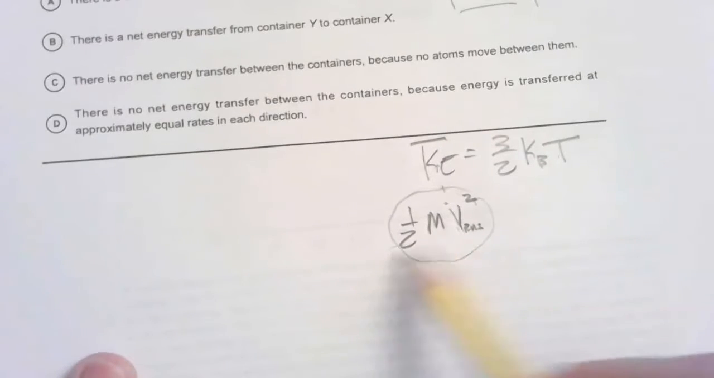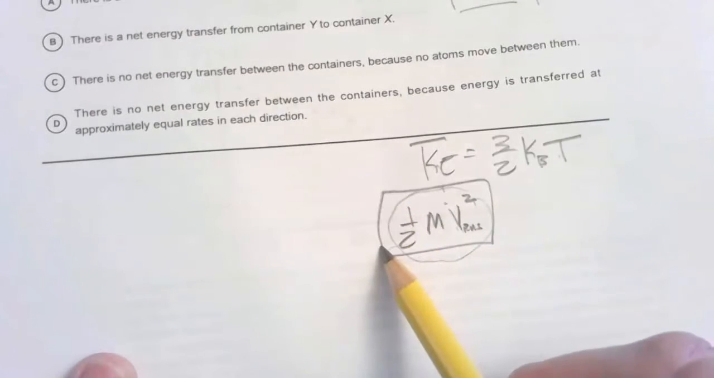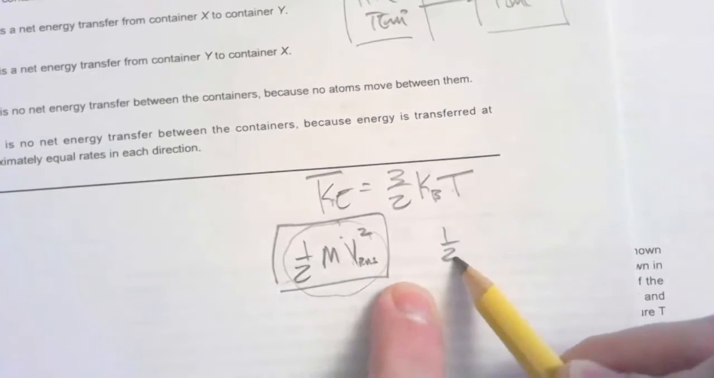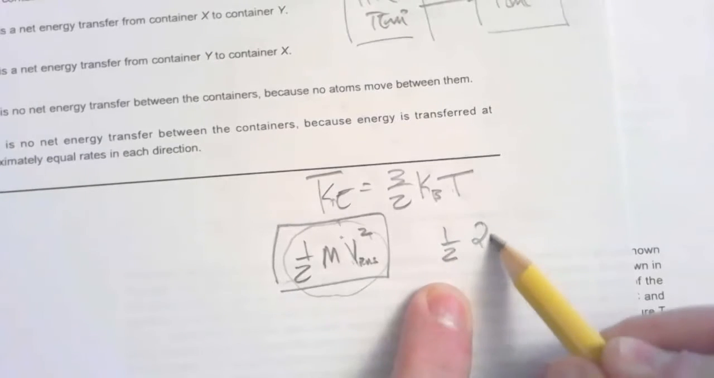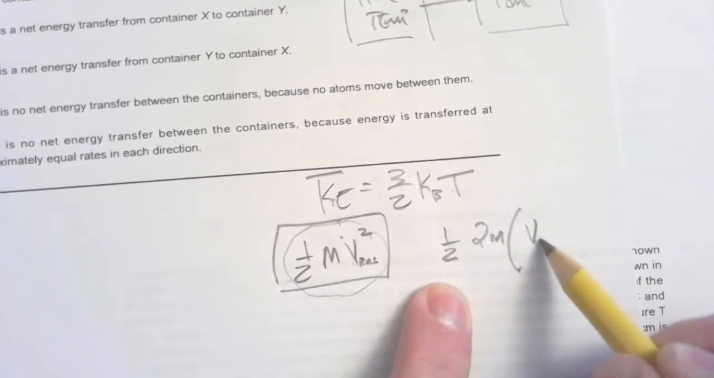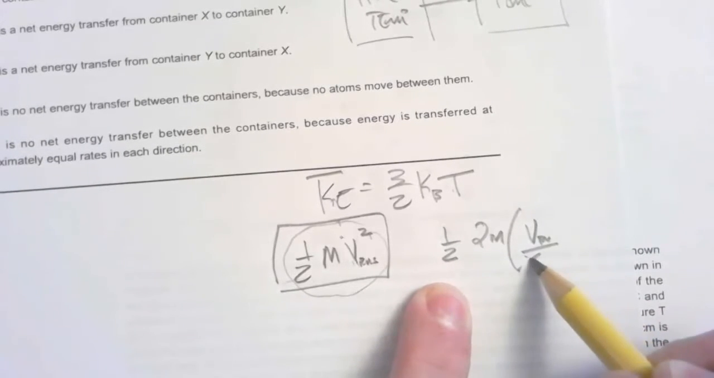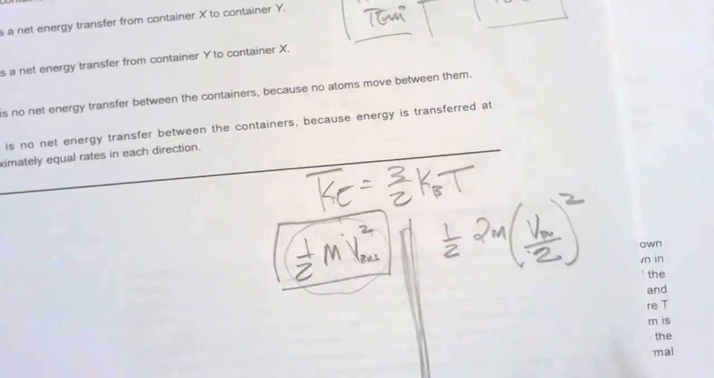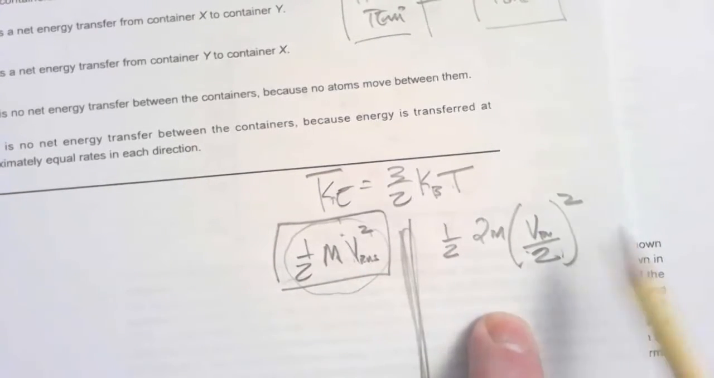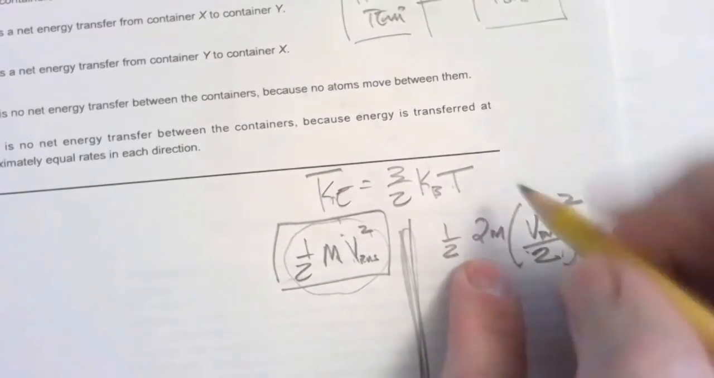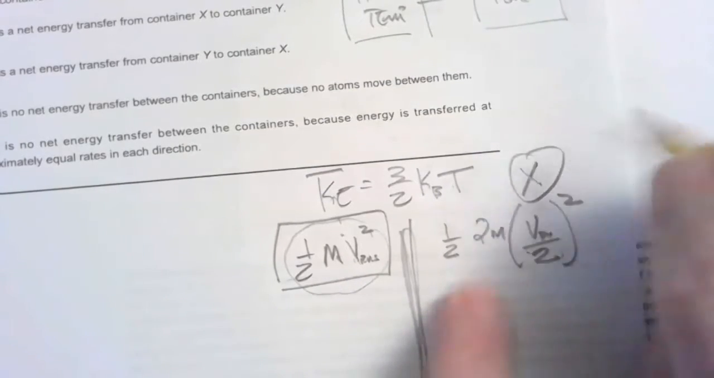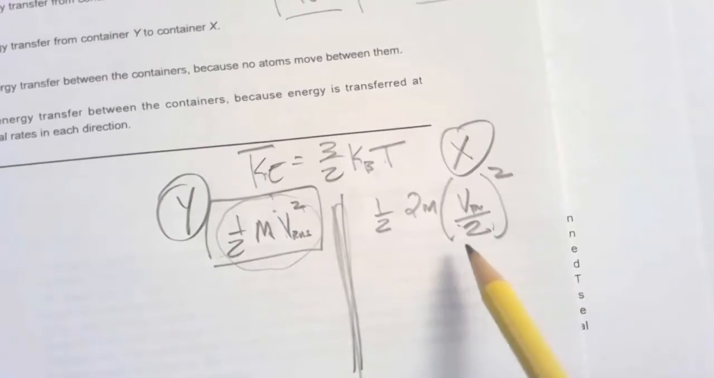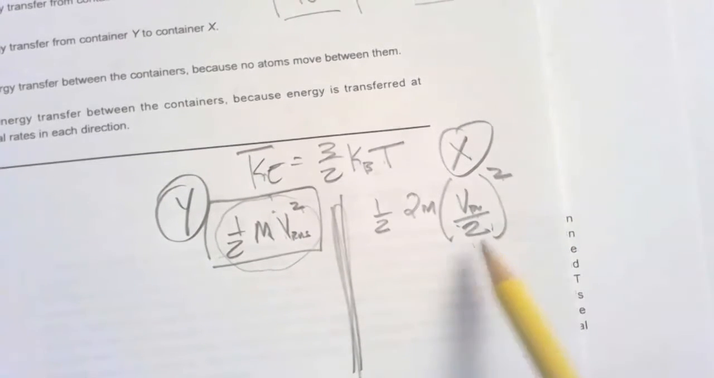So one of them has this kinetic energy. The one that's different has twice the mass, but half the speed. So these are not the same thing. This would technically be container X according to their labeling, and this is container Y. And so when I square this, I get a 4 in the bottom.